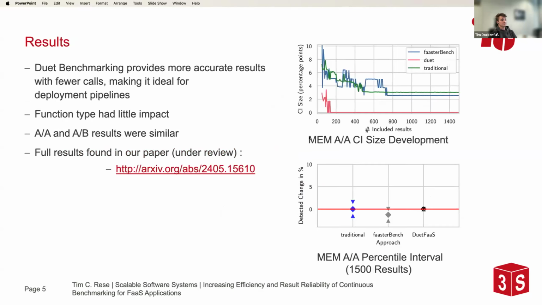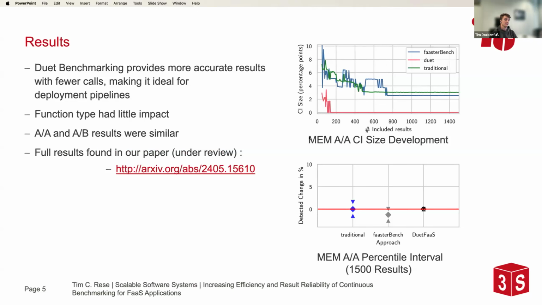So what we found is that duet benchmarking provides way more accurate results with fewer calls made, which makes it ideal for deployment pipelines where you want such procedures to complete quickly. We also found that the configuration options that we added had little to no impact. So CPU or memory intensive both had very similar results.